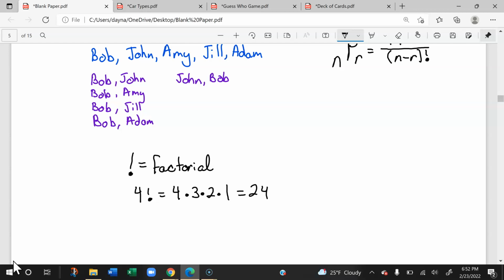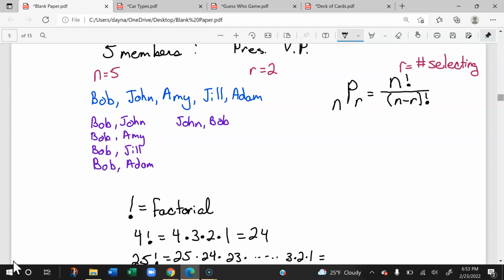Now, let's say that I want 25 factorial. That means I would have to start at 25, then I would go to 24, 23, and I would have to continue all the way down to 3 times 2 times 1. Okay? So when you're doing these, you have to pay attention to the fact that, are you doing the proper factorials and things of that nature?